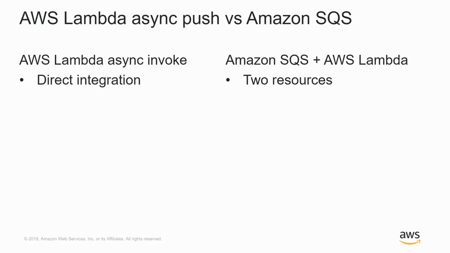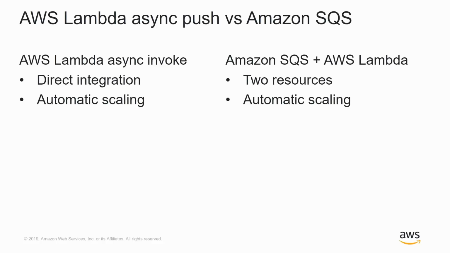Okay, so let's go side by side and compare. The async invoke is simpler. You just integrate it directly, and you only deal with your Lambda function. So it's easier to understand, and you're only dealing with a simple resource. Whereas when you combine SQS and AWS Lambda, you're dealing now with two resources, so there's a little bit of extra complexity in your architecture diagram. Both approaches give you automatic scaling. That's a given in both approaches, so there's no difference there.